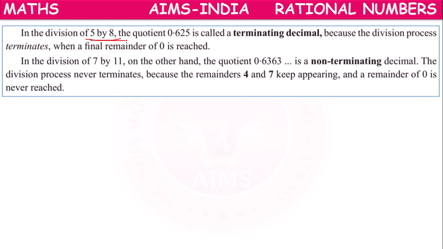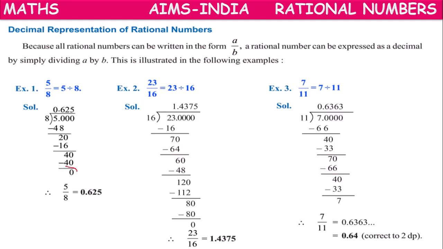In the first division, 5 divided by 8, the quotient 0.625 is a terminating decimal. Here, the final remainder is 0. So it is a terminating decimal, which means the division has stopped, the decimal digits stopped.